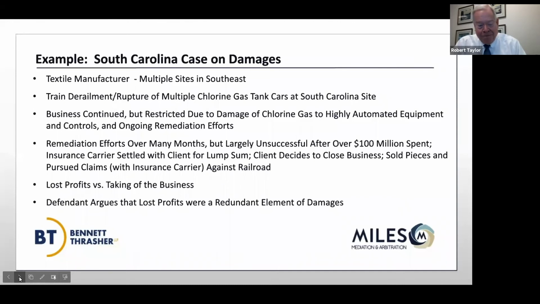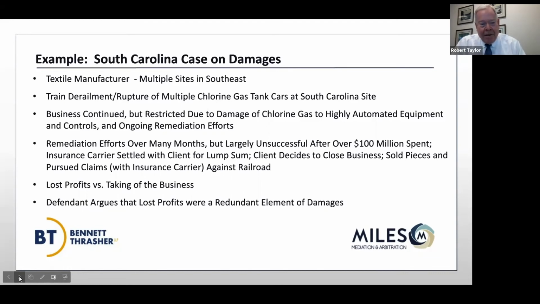Interestingly, to your point, the defense on this was that the Chinese were going to take over the world, and in essence, they were going to go out of business regardless of what happened in this train derailment. And so therefore, there were really no damages to the business because the business is essentially dead already. And both sides set out to address that issue.